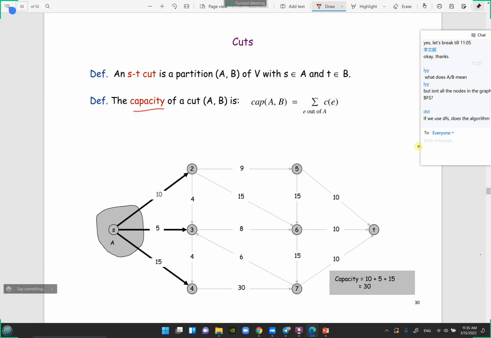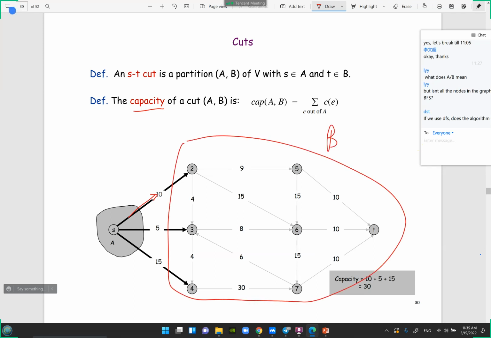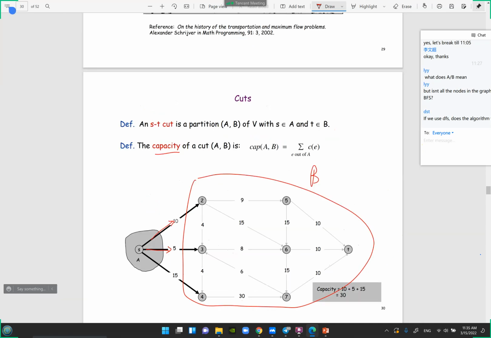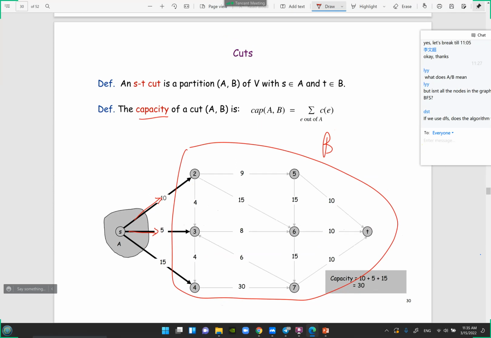For example, here you see this edge goes from A to B. So this entire thing here is B. This edge goes out from A to B, and this goes from A to B. This goes from A to B. So if you add up all of the capacities over here, which is 10 plus 5 plus 15, this cut has a capacity of 30.